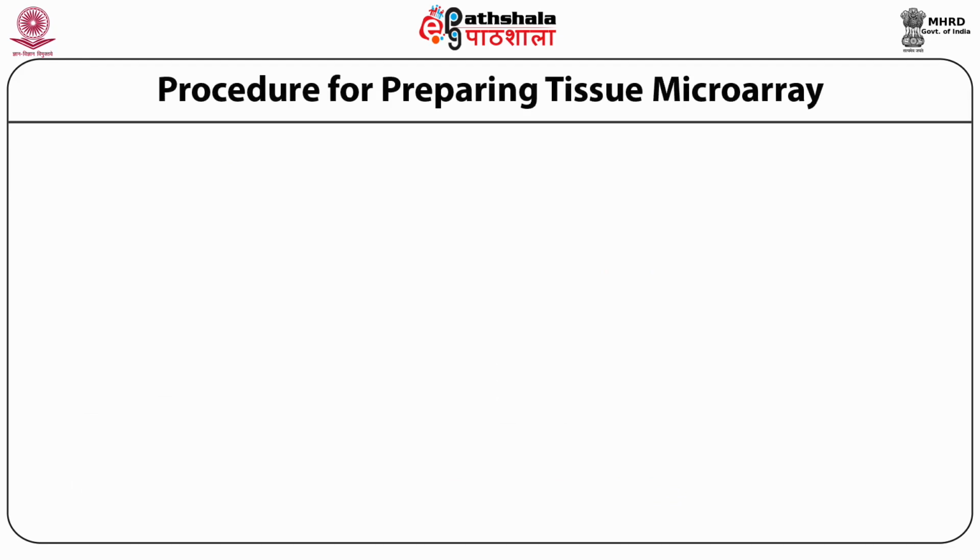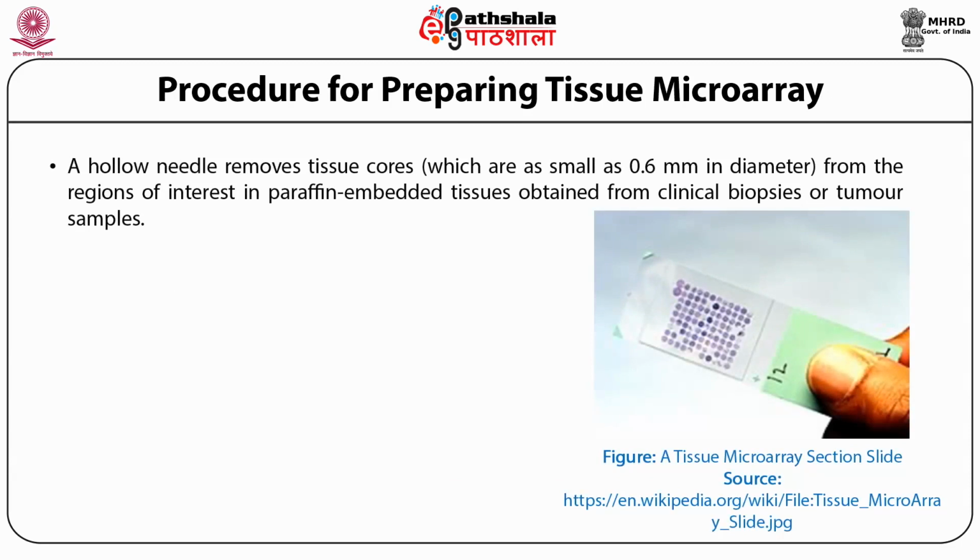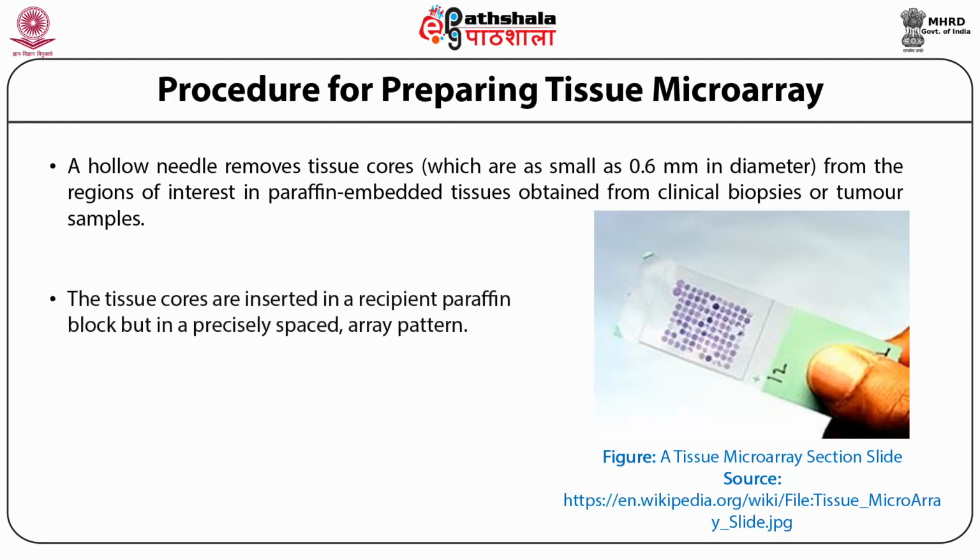Procedure for preparing tissue microarray. First, a hollow needle removes tissue cores from the regions of interest in paraffin-embedded tissues obtained from clinical biopsies or tumor samples. Secondly, the tissue cores are inserted in a recipient paraffin block but in a precisely spaced array pattern.